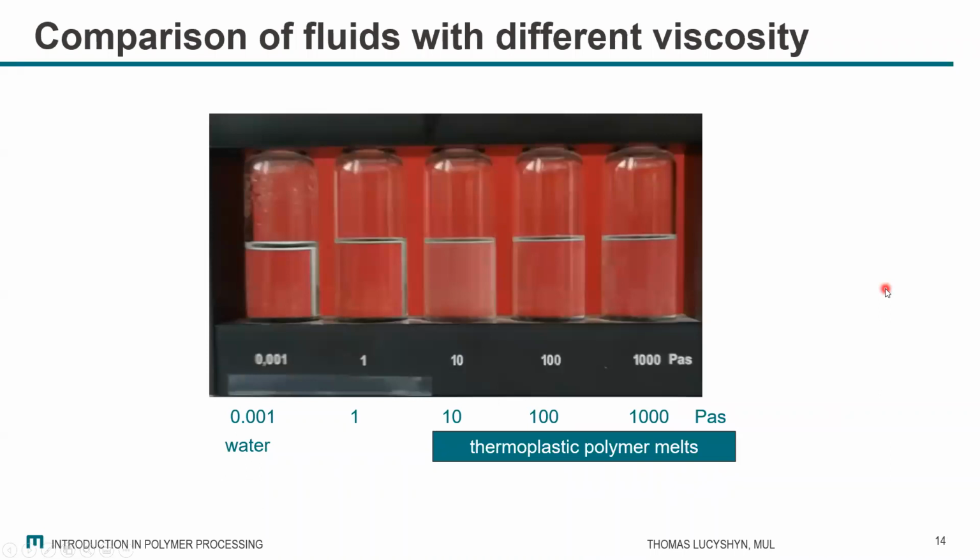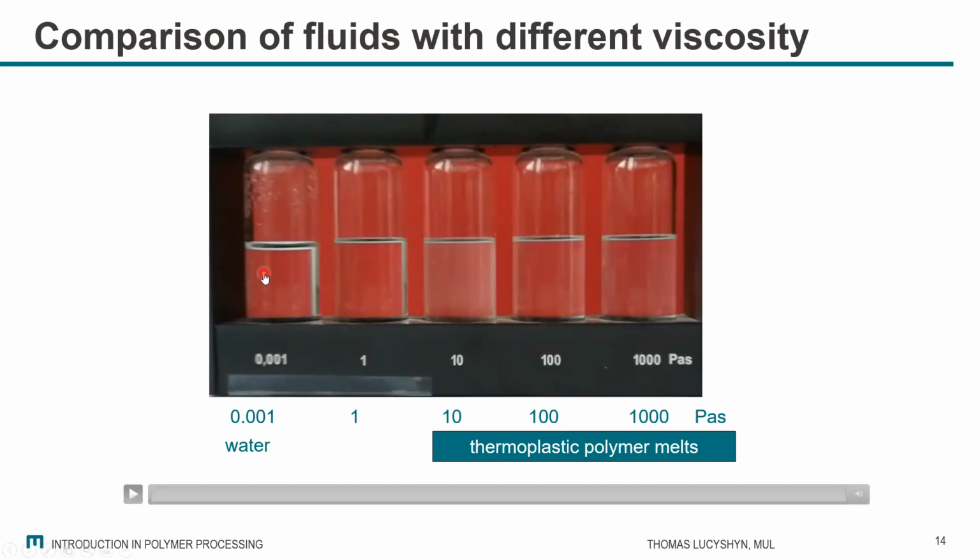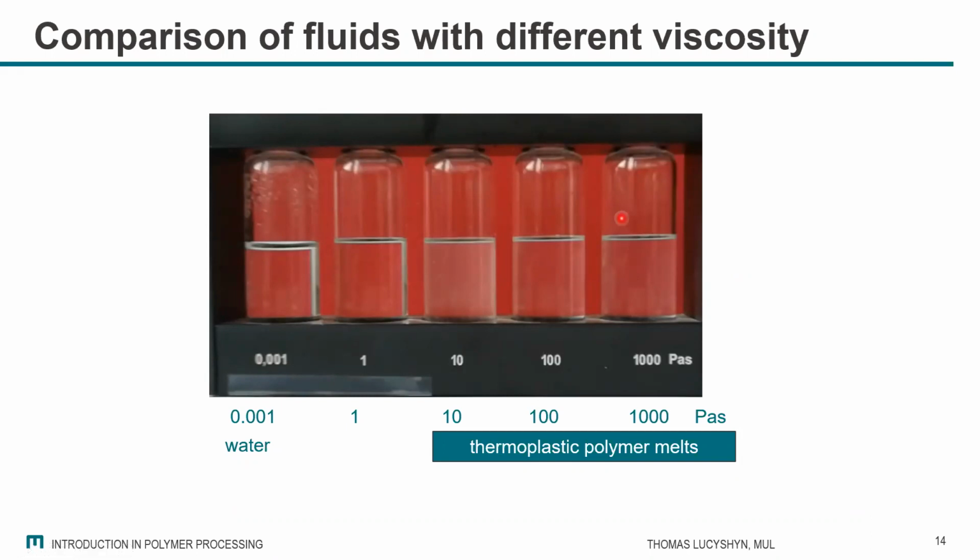To give you a better impression of what viscosity and melt behavior mean, I'll show you these nice samples in tubes. Here are different liquids with different viscosities, starting from 0.001 Pascal seconds, which is water. Then these are different silicone oils with viscosities 1, 10, 100, and 1000. Typically thermoplastic polymer melts are in the range from maybe 10 up to even more than 1000, 10,000, and so on. What I'm going to do now is flip this one, turn it upside down, and you see how the materials follow gravity.